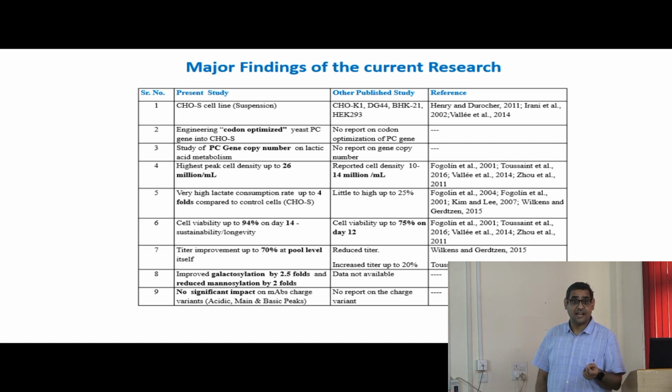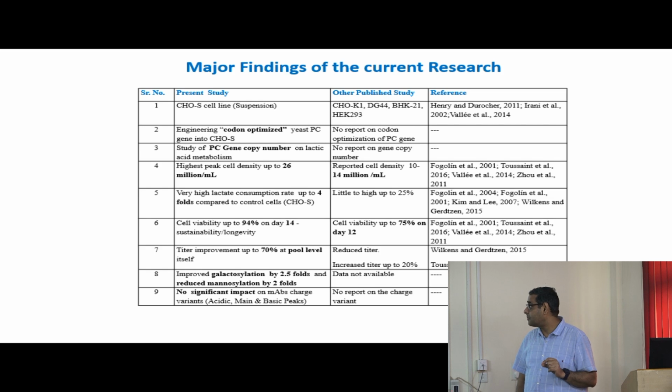How many cells are there? Earlier there was a report of 14 million per ml. So we got 26 million. Then very high lactate consumption rate, up to 4 folds compared to the control cells. Little high, up to 25%.